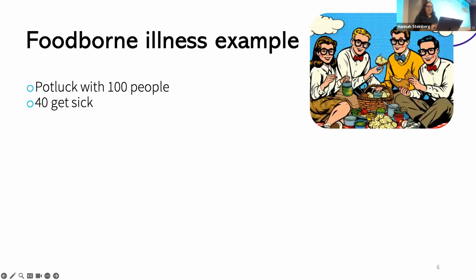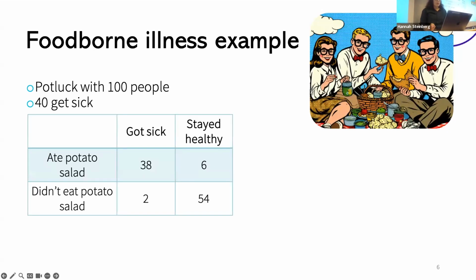And now just to walk through a very simple example of an infectious disease outbreak. Let's say that your department hosts a potluck with 100 people, and a few days later, 40 of them come down with a gastrointestinal illness. So you bring in an epidemiologist, and she surveys everyone who was there and asks what they ate and what they didn't eat, and finds some concerning results with the potato salad, which is a very classic example of foodborne outbreak risk.